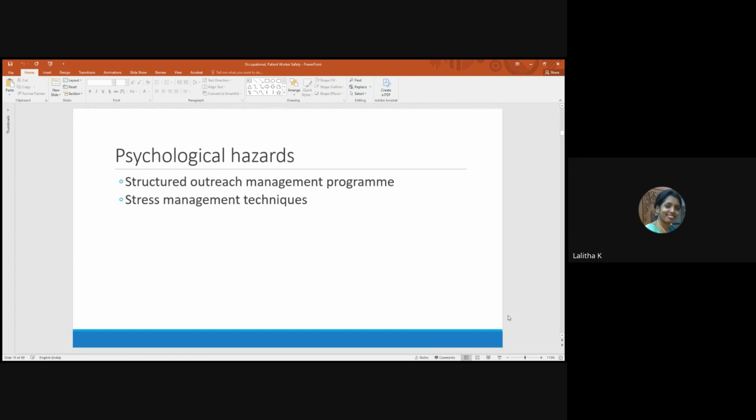Next are the psychological hazards. We know there will be a lot of stress, especially in a situation like COVID. I think you realize how much stress we all went under. So we need to have a structured outreach management program and stress management techniques, because there is a lot of demand from the patients as well as from the community, and we need to perform. We also have a work-life balance which we need to take care of. So adopting stress management at the individual level or at the workplace is very important to reduce the psychological hazards.